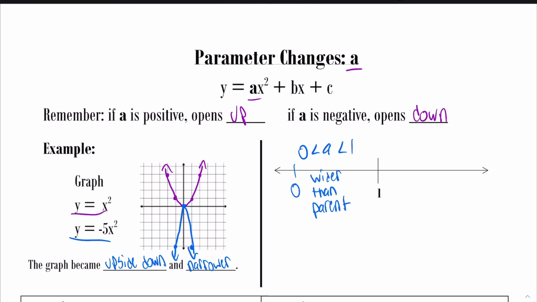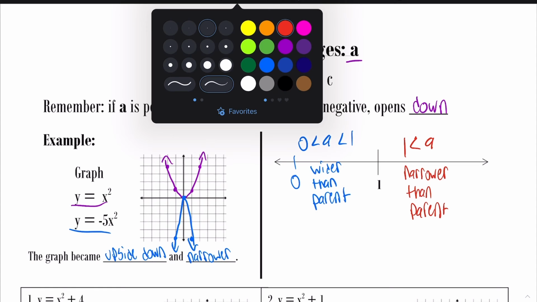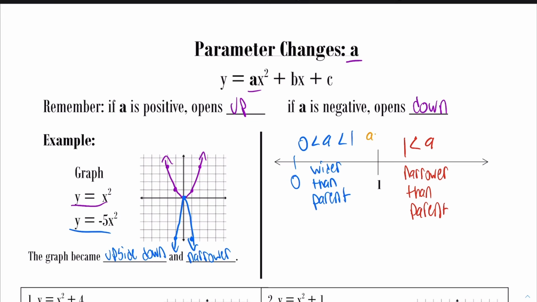Whenever we have a and it's greater than 1, a is on the greater side than 1, and any number higher than that, then this is going to be a narrower graph than the parent. If it's right in the middle, a is equal to 1, this will be the same shape as the parent.